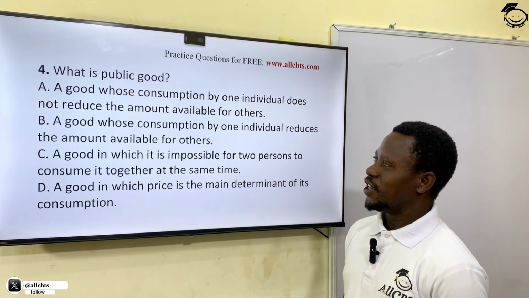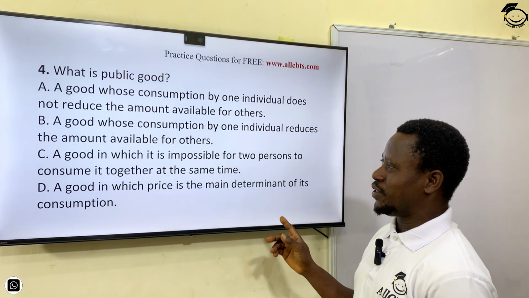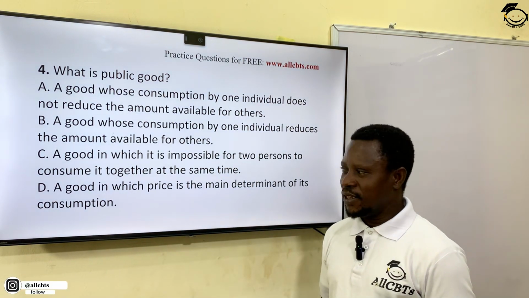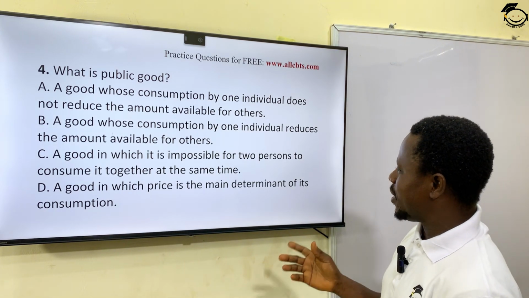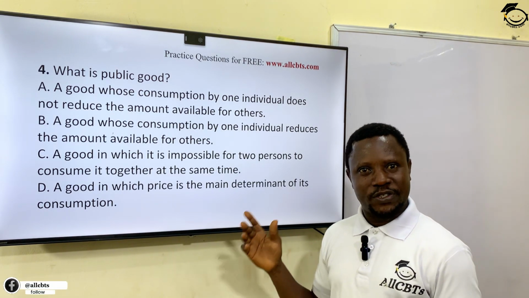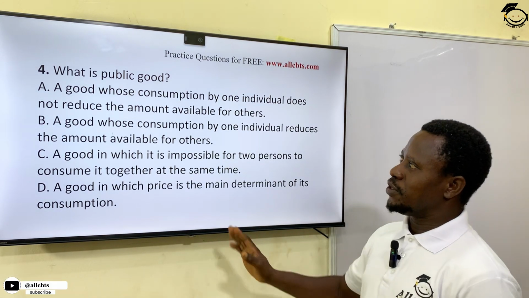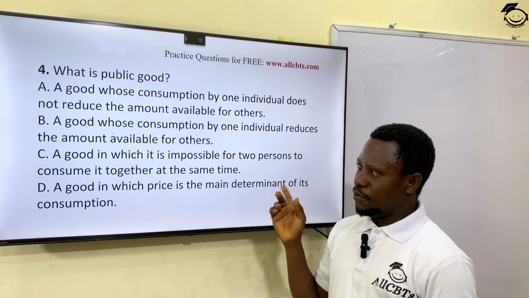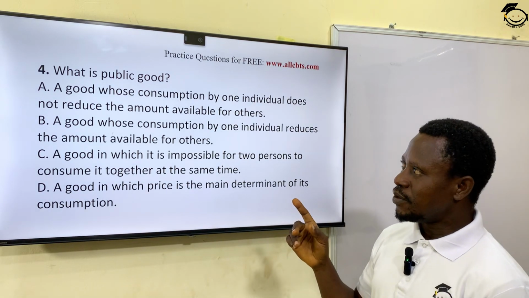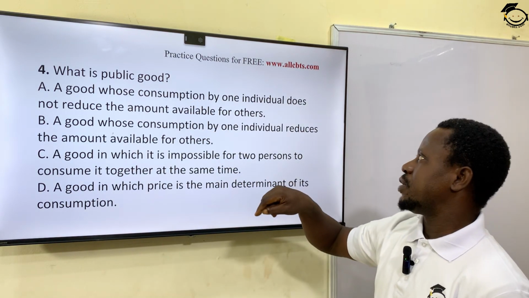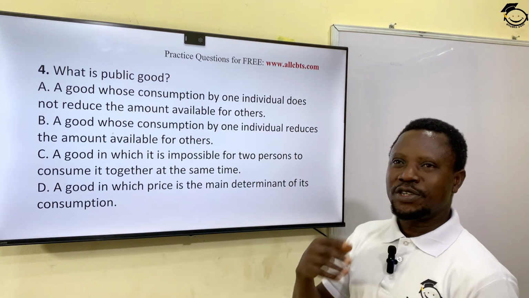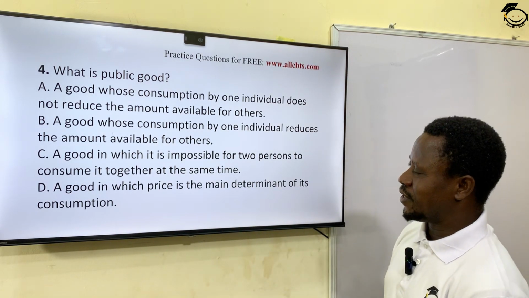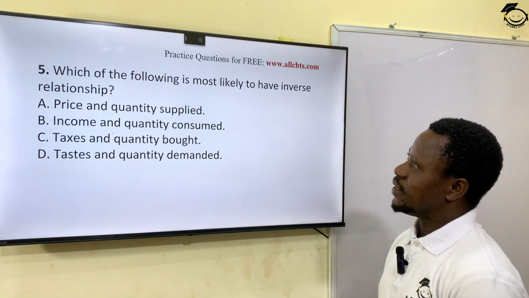C, a good in which it is impossible for two persons to consume it together at the same time. Remember I said it's available for all. So C could not be correct. D, a good in which price is the main determinant of its consumption. Not so, because it's a public good for all. So the most correct answer that interprets what a public good is, is option A. The consumption of that good by one person does not in any way reduce the amount available for others to enjoy. A is the most correct answer. All right, the next question.